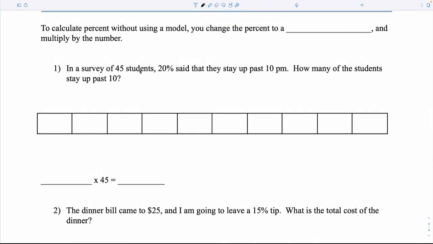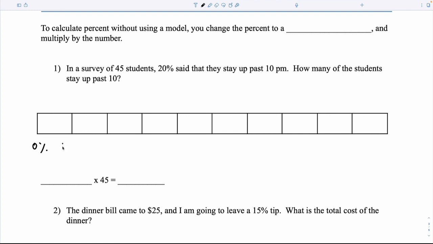These 3 problems could be either a markup, a markdown, or just percent of. I'm going to have you guess next to the question. If it's a markup, put an arrow up, mark down, arrow down, percent of, just put the percent sign. In a survey of 45 students, 20% said they stayed up past 10. How many students stayed up past 10? Go ahead and label your bar model.